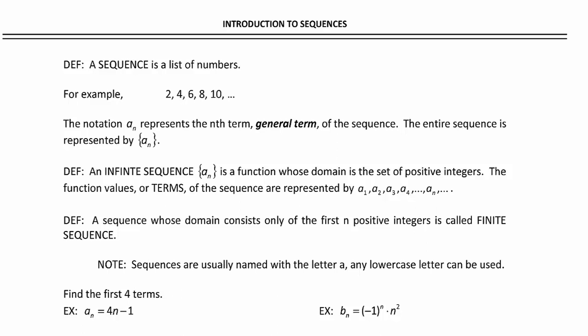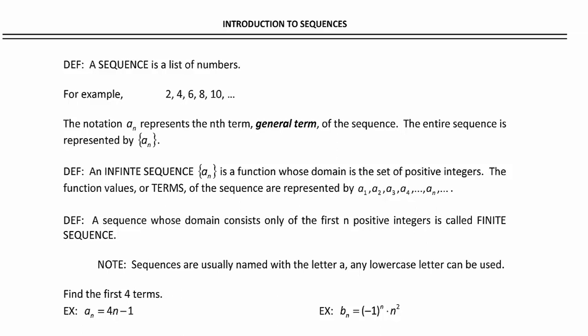This video will be introducing sequences. A sequence is simply a list of numbers. So for example, 2, 4, 6, 8, 10, and so on is a sequence. The notation a sub n represents the nth term or the general term of the sequence.